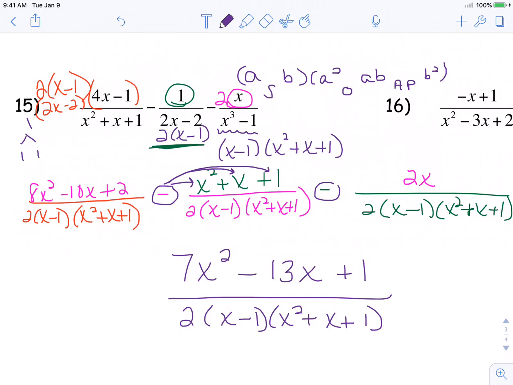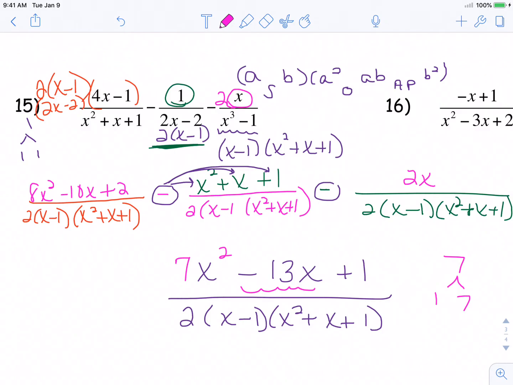So very last step, after you find one fraction, you just want to make sure that it's simplified. Can it be factored? That would be the last thing to check in your problem. So just checking to see if I can factor this. 7 times 1 is 7. There's no way we can make a 13 with a 7 and a 1. So if you can't factor it, you don't have to simplify the problem anymore. It just stays as is, as that 7x squared minus 13x and then plus 1.